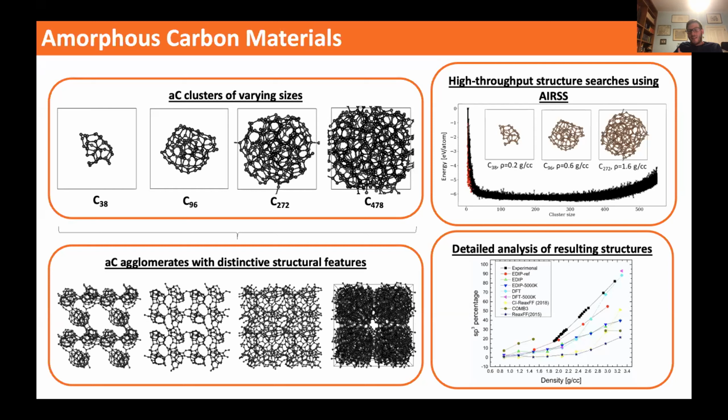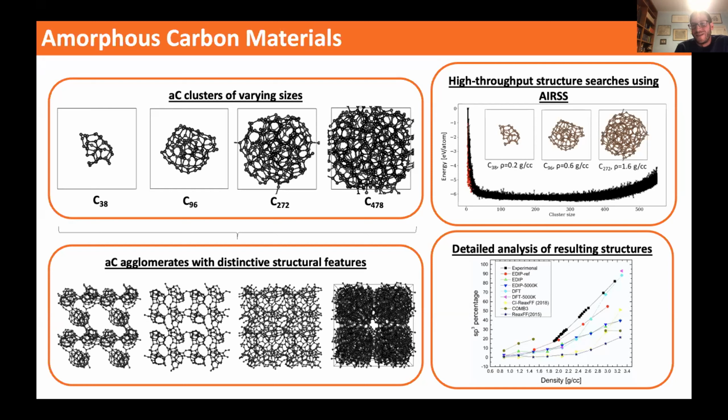Of course, as size increases, DFT is no longer an option. For the smaller sizes, most of the work was done at the DFT level. Boris put lots of effort into starting to use potentials and performing not only the structure searches but also molecular dynamics, liquid quenching, and molecular dynamics compression approaches. As I mentioned before, we work a lot in collaboration with experimentalists, so it's really important for us to get it right, so to say.